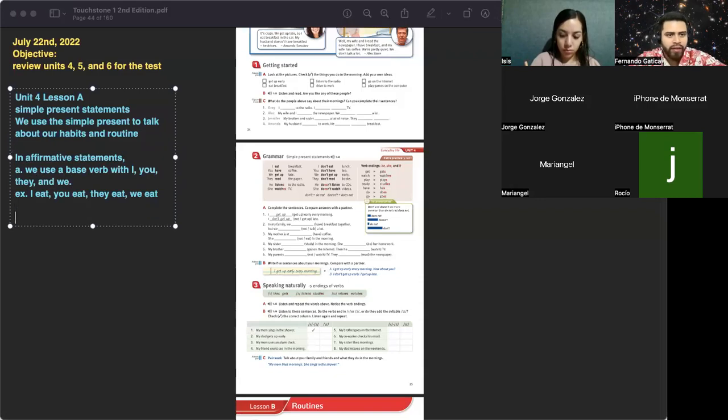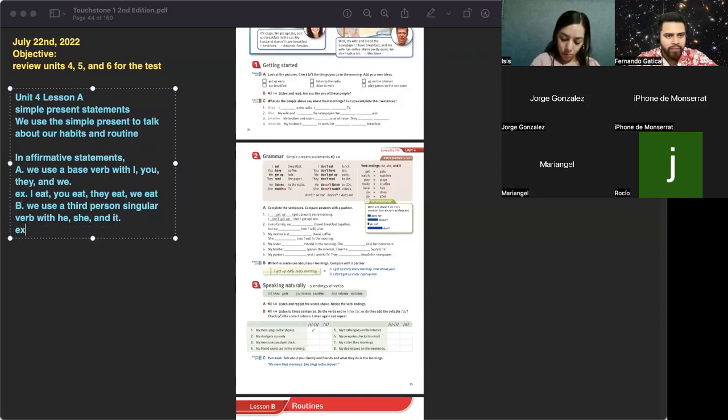And in affirmative statements, we use a third person singular verb with he, she, and it. For example, he eats, she eats, it eats.